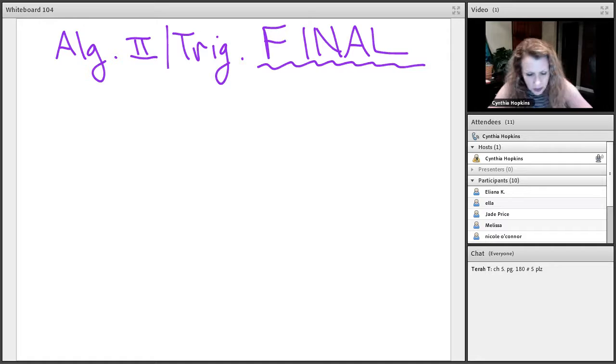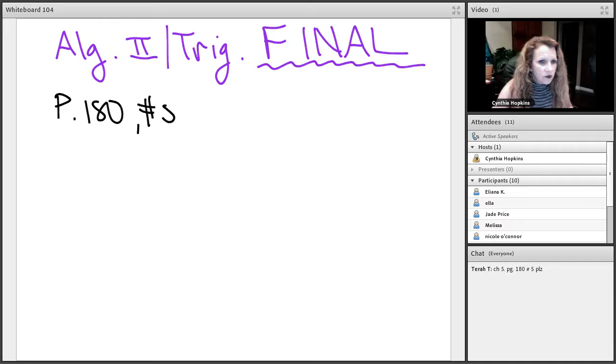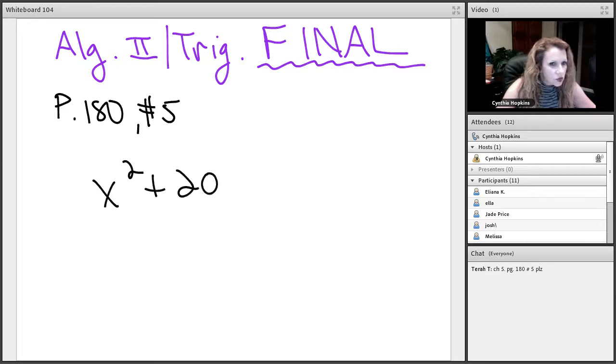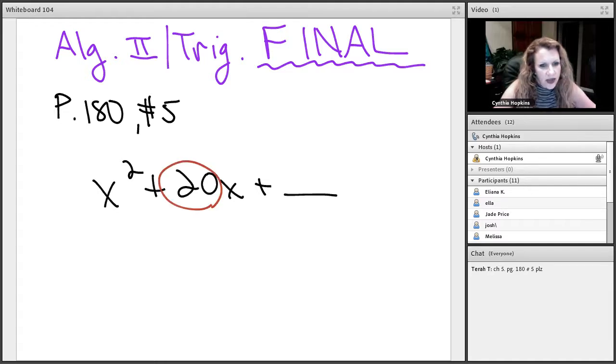Okay, let's see, page 180. This is a chapter 5 question. Number 5. The directions say, tell what number must be added to complete the square. So that is creating a perfect square trinomial, and they gave you x squared plus 20x plus blank. Because the leading coefficient is a 1, you take half of this 20, half of that is 10, and then you square it. So you want to add 100.